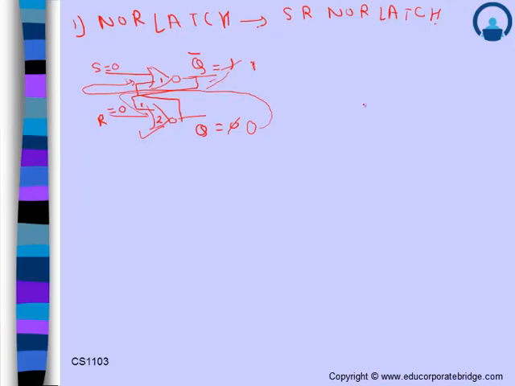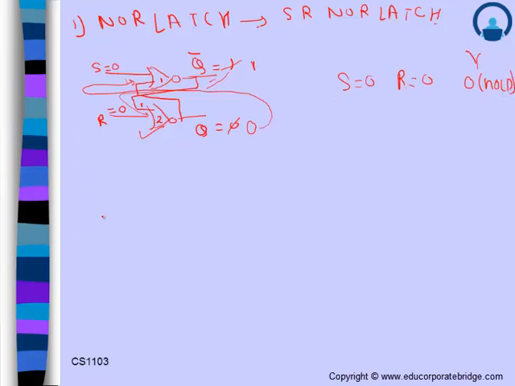Similarly, therefore, when S is equal to 0 and R is equal to 0, the output Y is equal to 0, also called the hold state or previous output state.